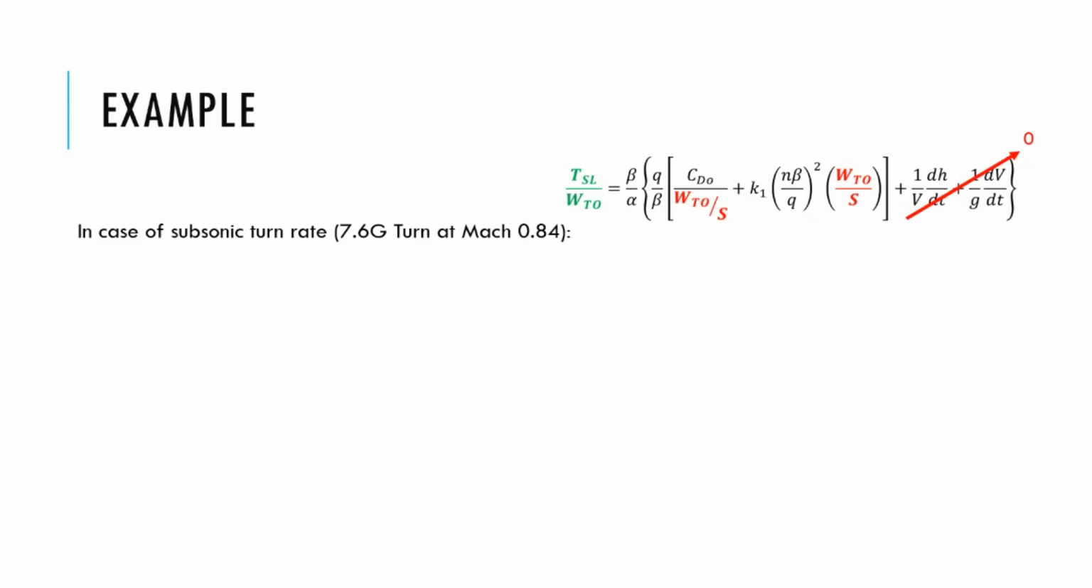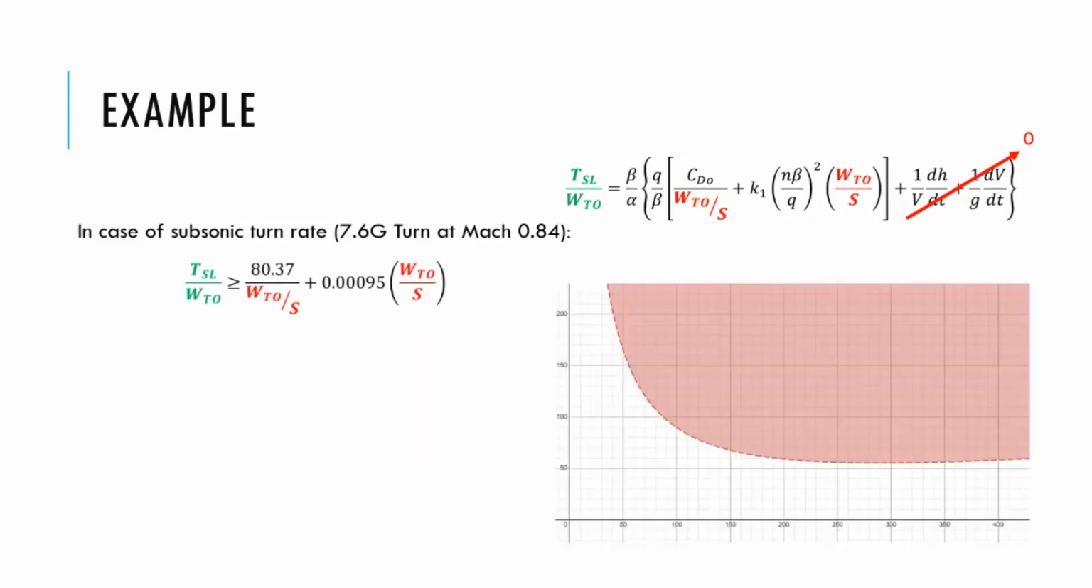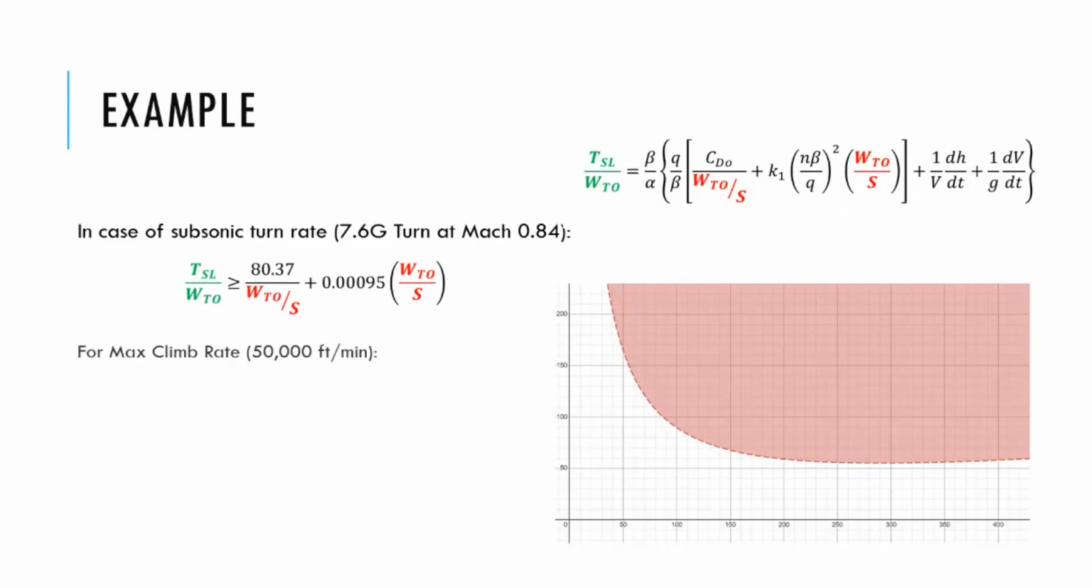Mach number 0.8. Again, I'm not giving you an example relevant to your aircraft because I want to avoid that. I just want to tell you the procedure for a generic aircraft. So if you are looking at subsonic turn rate at level flight, then there is no acceleration, there is no height change. So those two terms become zero. And then you can get a correlation between T by W versus W by S. And you can get a graph like this where the marked area, red area, is the feasible zone.